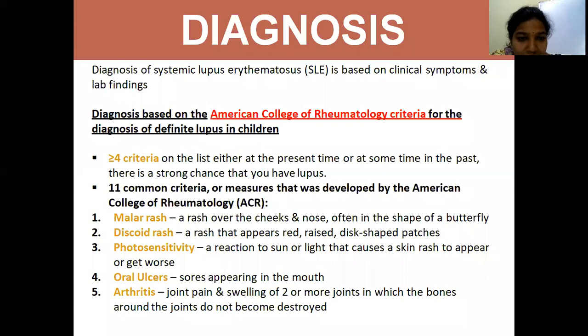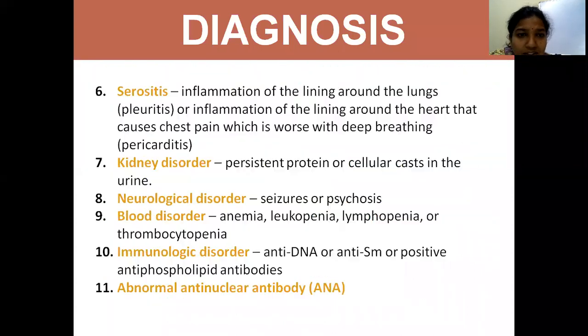One is malar rash, a rash over the cheeks and nose, often in the shape of a butterfly. Discoid rash, a rash that appears as red, raised, disc-shaped patches. Photosensitivity, a reaction to sun or light that causes a skin rash to appear or get worse. Oral ulcers, sores appearing in the mouth. Arthritis, joint pain and swelling of 2 or more joints in which the bones around the joints do not become destroyed. Serositis, inflammation of the linings around the lungs or the lining around the heart that causes chest pain, which is worse with deep breathing.